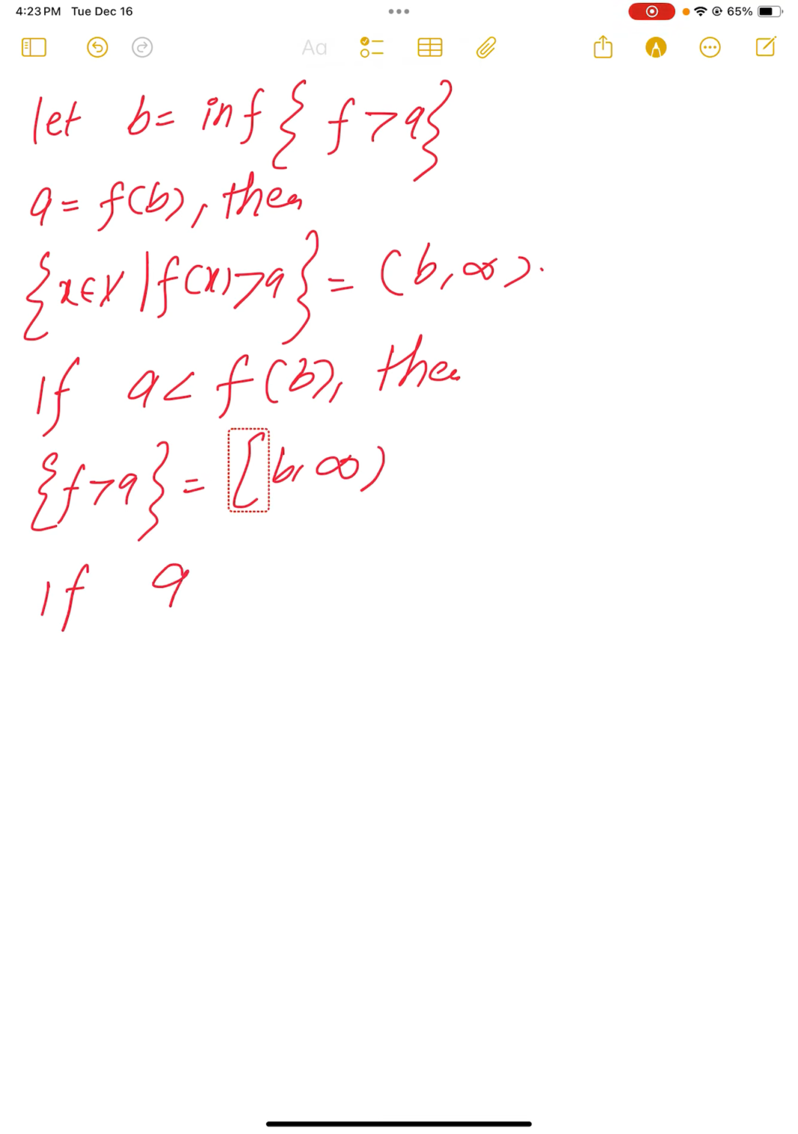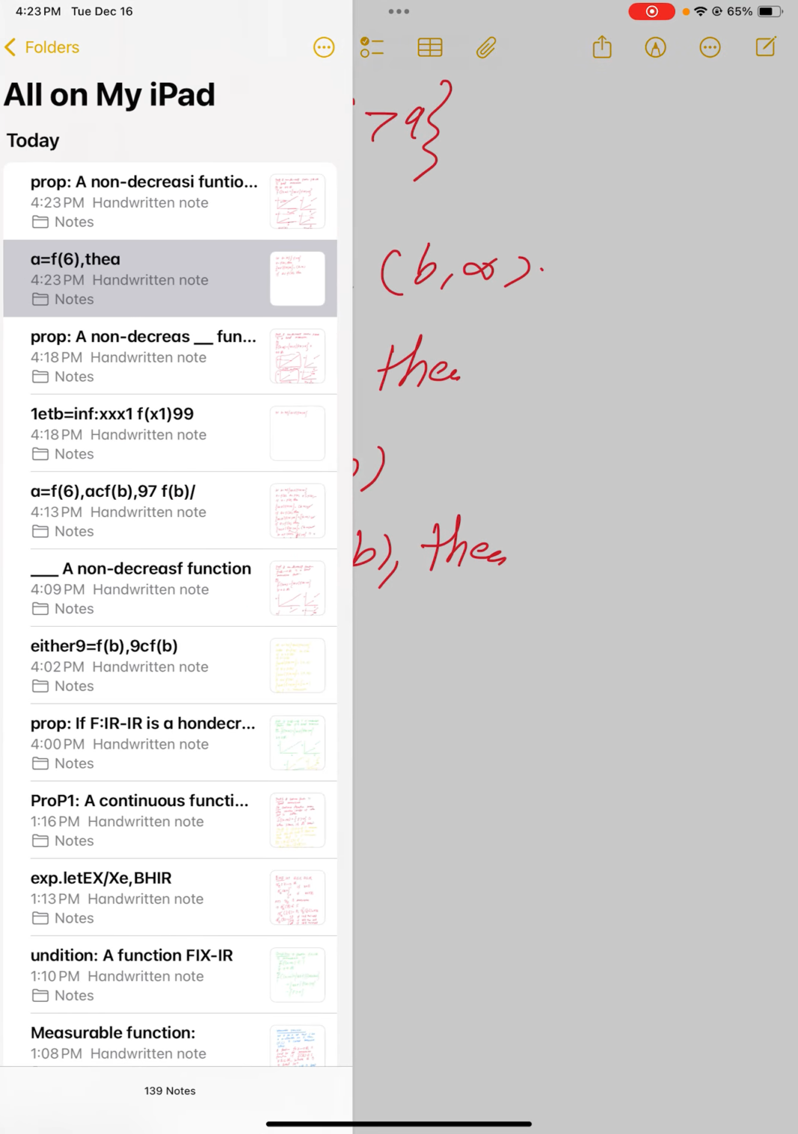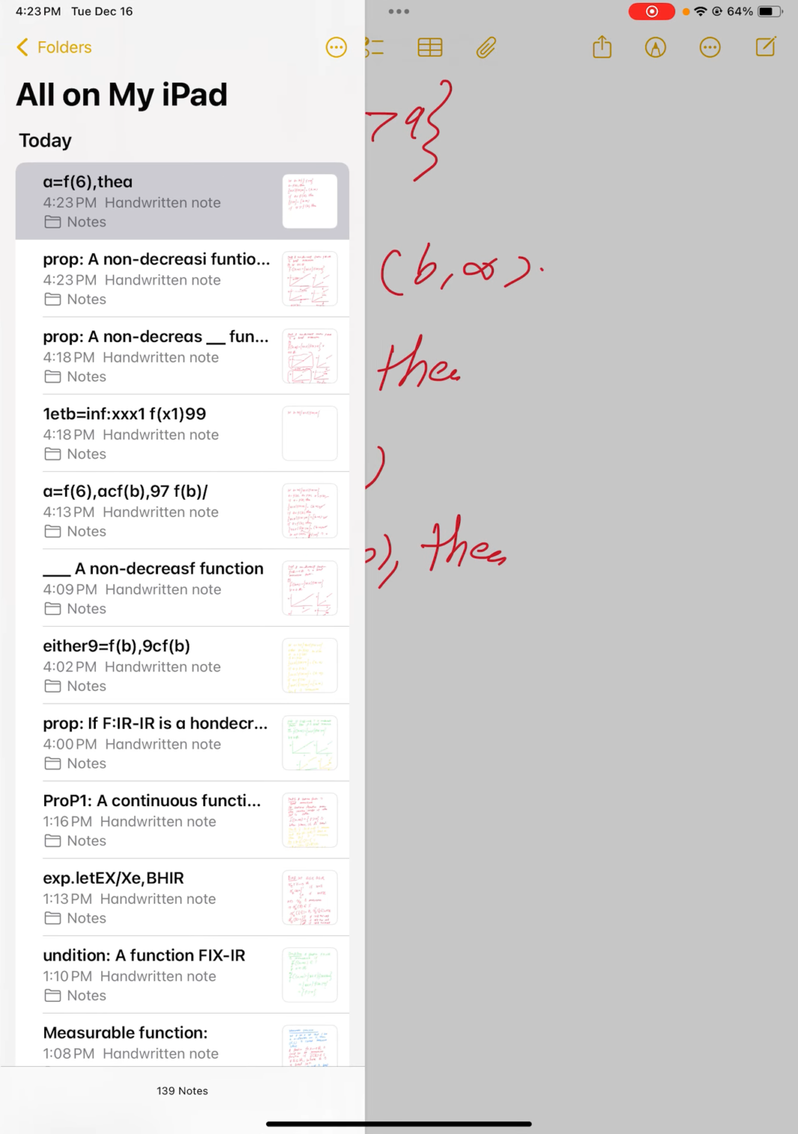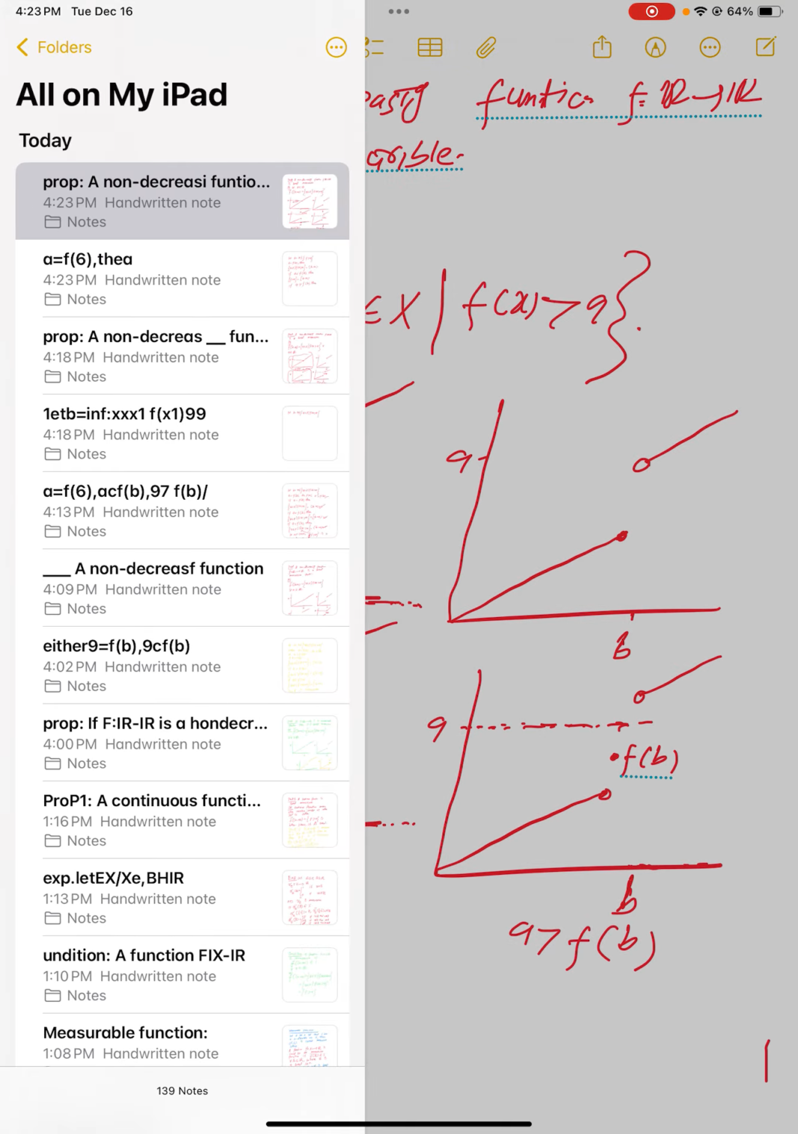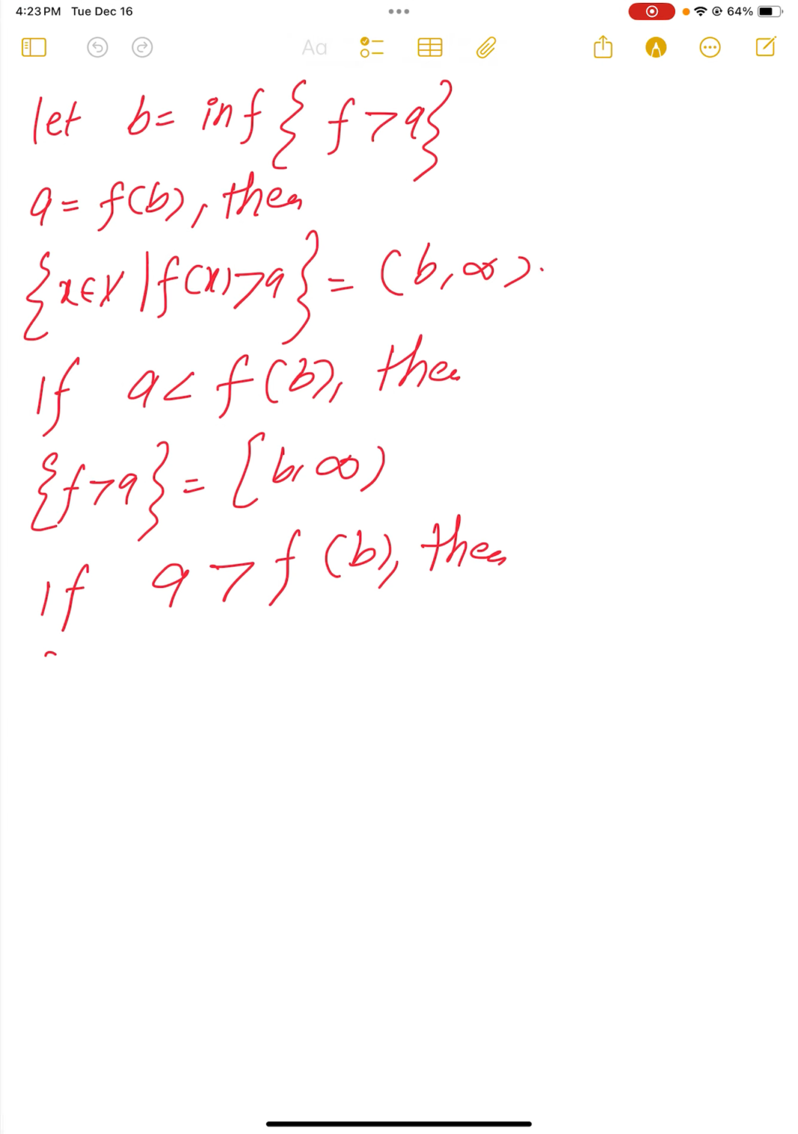And if a is greater than f of b, then again we can go back and see it. If a is greater than f of b, what are the values of the domain that are greater than a? Definitely b will not be included. Clearly you can see that from this figure. So again we will have the same kind of open set, and the set where f is greater than a is nothing but the open interval b to infinity.